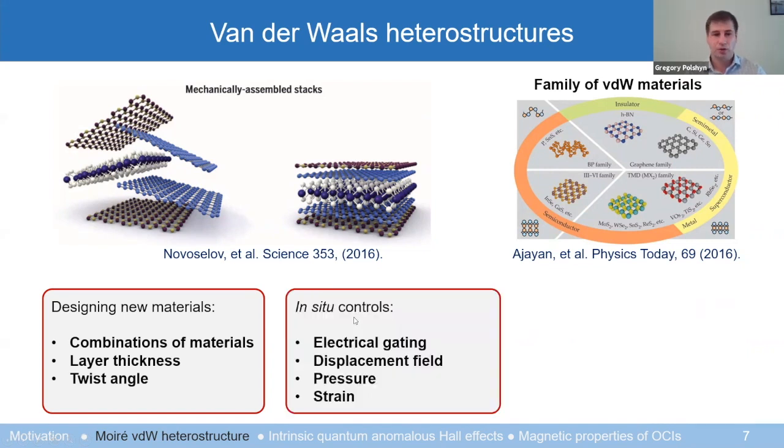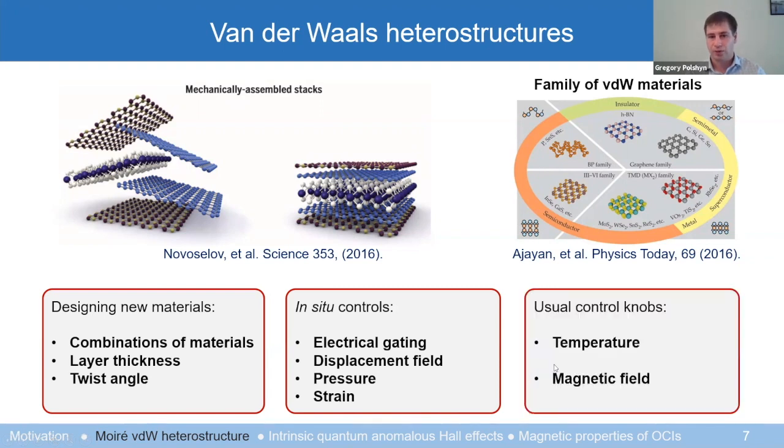Van der Waals heterostructures also have another great advantage. They provide great in situ tunability. We can use the electric field effect to tune the carrier density in our devices in situ, which is very convenient. Moreover, there are also some additional control knobs, such as electrical displacement field, pressure, and strain, which together with more conventional lab knobs such as temperature and magnetic field, allow us to investigate the phase transitions in electronic systems in a very efficient way.